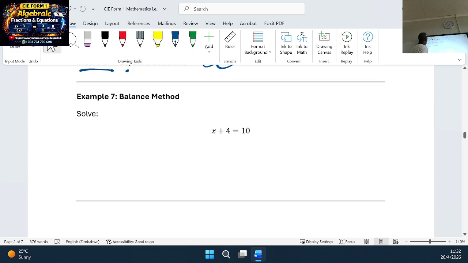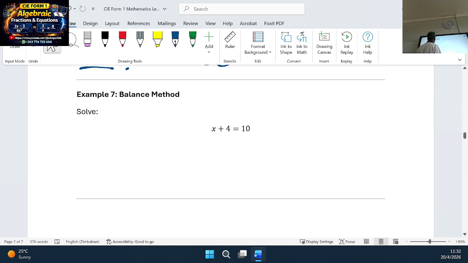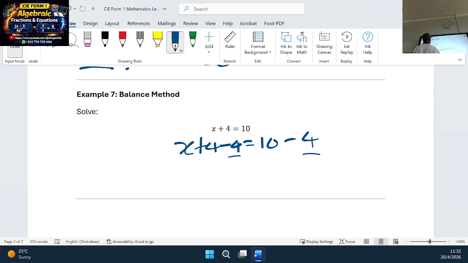Now, next we want to deal with an equation. Here we want to use the balance method. So when we are using the balance method, in other words, we are saying whatever we do to one side, we also do to the other side. So I've got x plus 4, but I'm looking for x, so I want to get rid of 4, and on the right side, I also get rid of 4. So it's a balance. Whatever I do on one side must appear on both sides.